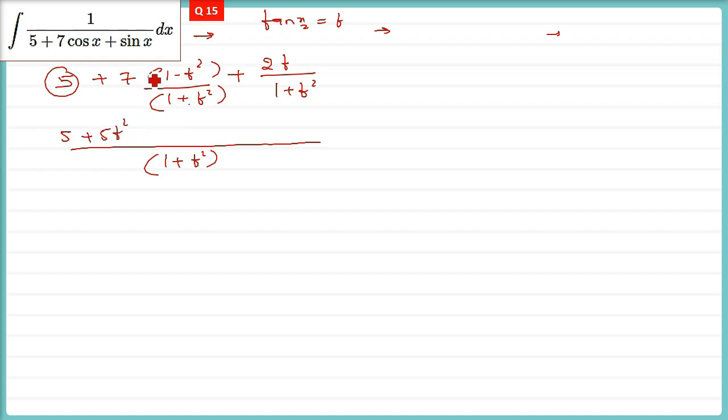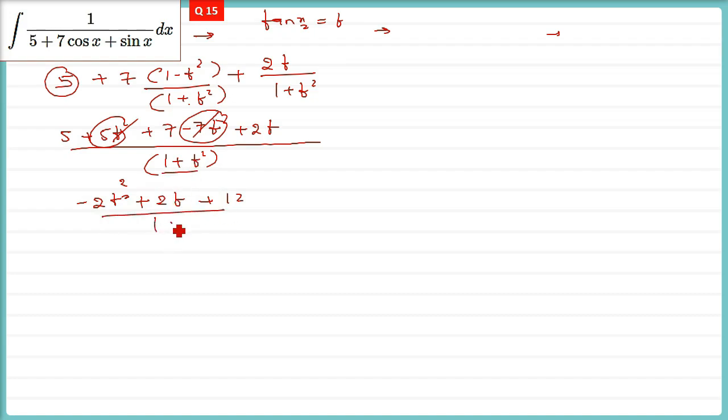So I'm multiplying right now 5 into 5t square and 7 minus 7t square and plus 2 tan x by 2. What do you get? 5t square minus 7t square will be negative 2t square. It's actually negative 2 tan square x by 2. This gets cancelled. Now 2t you can write, and 5 plus 7 is 12. Now this is the denominator because we already have 1 plus tan square x by 2 in the denominator. And this all is denominator because 1 is already upstairs. So this 1 plus tan square x by 2 goes up.